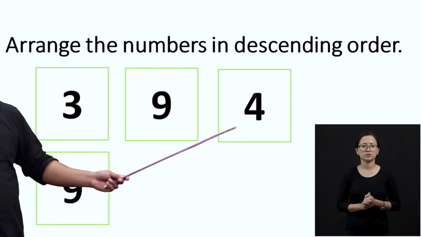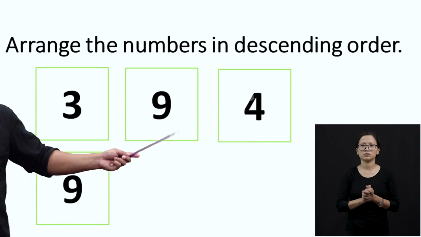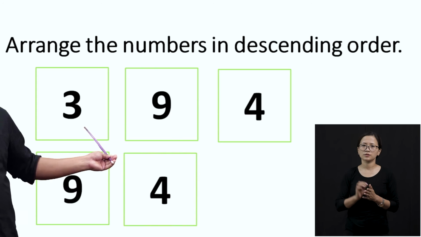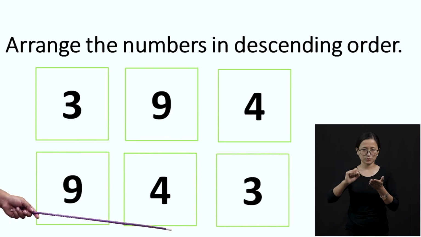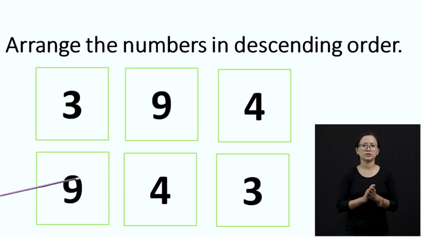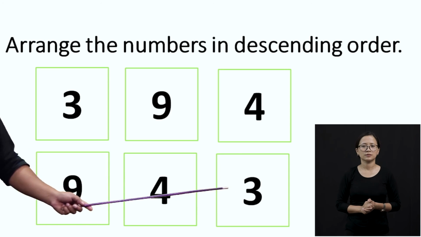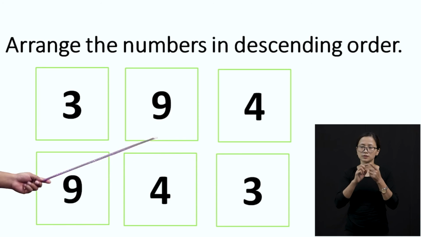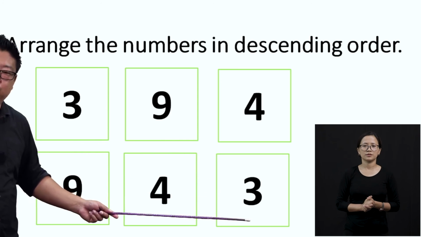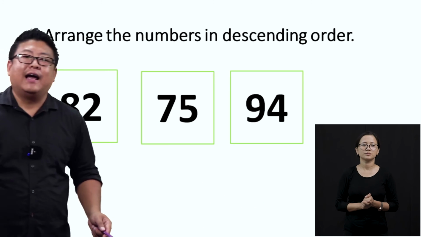Now after 9, which is the bigger number between 3 and 4? Yes, 4 is the bigger number. So we will write 4. And then finally 3 is remaining. So we will write 3. So here we can see that we are decreasing the number: 9, then 4, then 3. So this is all about descending. We are going from bigger number to smaller number to the smallest number. So this is all about descending and ascending.